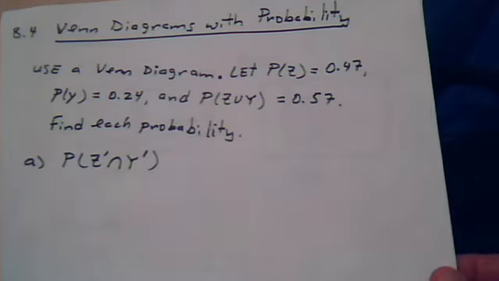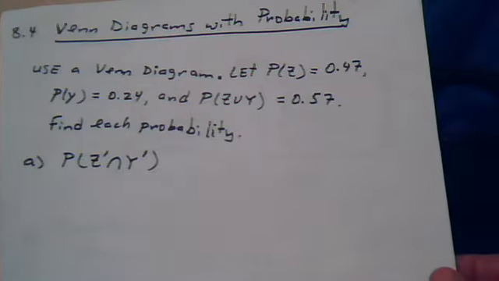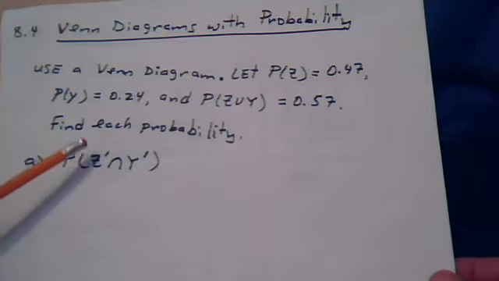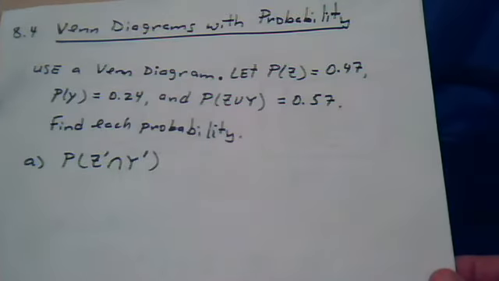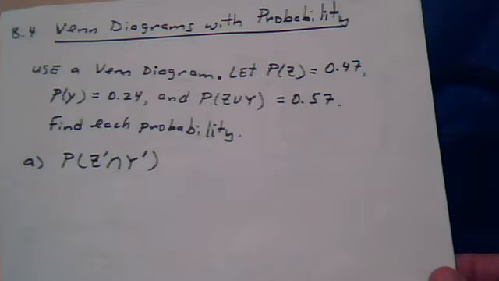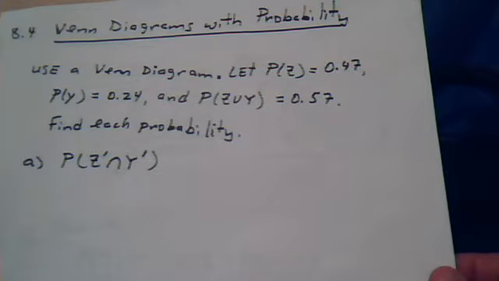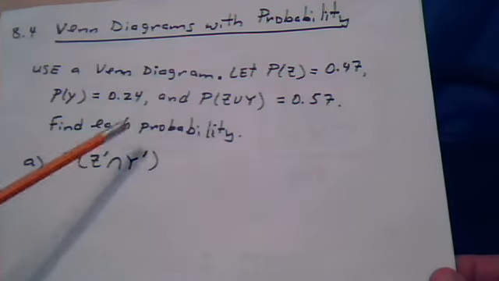For A, they would like us to find the probability of the complement of Z intersection with the complement of Y. Said in other words, find the probability of not Z and not Y. This intersection symbol can be translated into "and" and this complement symbol can be translated into "not." The complement is not. The idea of remove, do not include, everything but, not, all that is the idea of the complement. So we're looking for the probability of not Z and not Y.